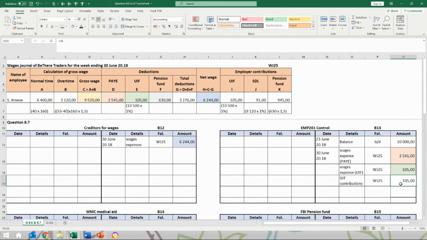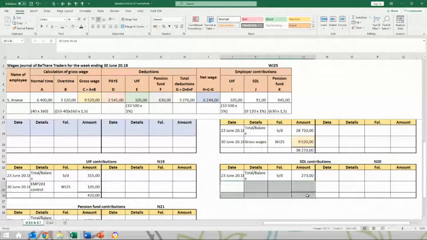Now the next one, SDL. What are we debiting? What are we crediting? Okay, so let's just repeat that. With the SDL, what account will you debit? What account will you credit? Okay, so Tomelo says we're going to debit the SDL contributions. That is correct. So we debit SDL contributions with the amount of 91 Rand, and then we add it up to get to what is the total expense for SDL contributions.